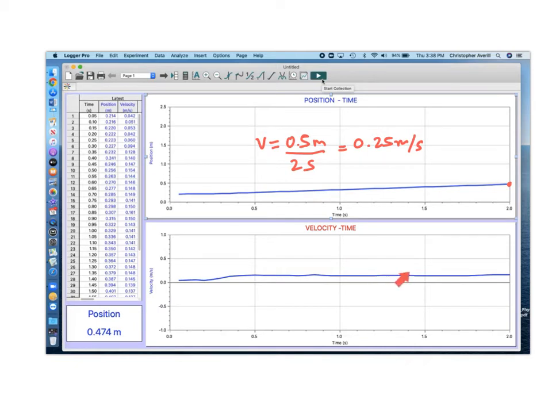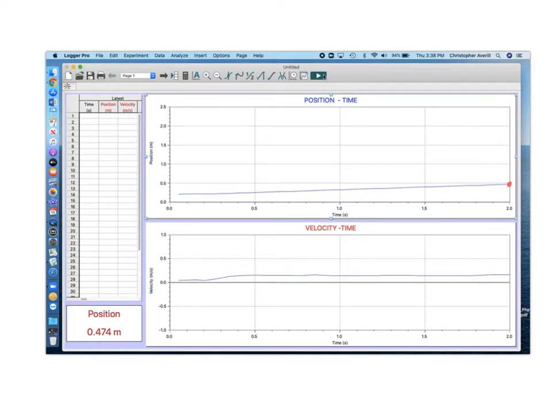When we go down and we look at what this line tells us, we notice that this is also more or less a horizontal line. And that horizontal line comes pretty close to what we just calculated our average velocity to be, 0.25 meters per second. That makes sense because this is a velocity time graph. And we know that the slope of a position time graph shows us the velocity. And so we would expect a horizontal line on this graph.